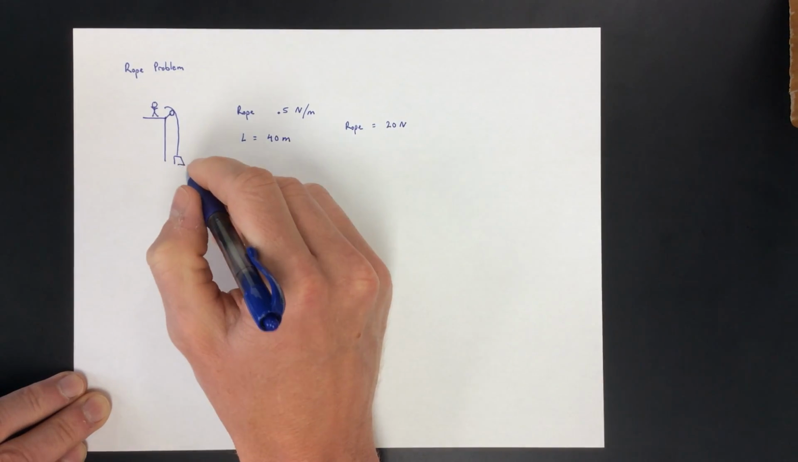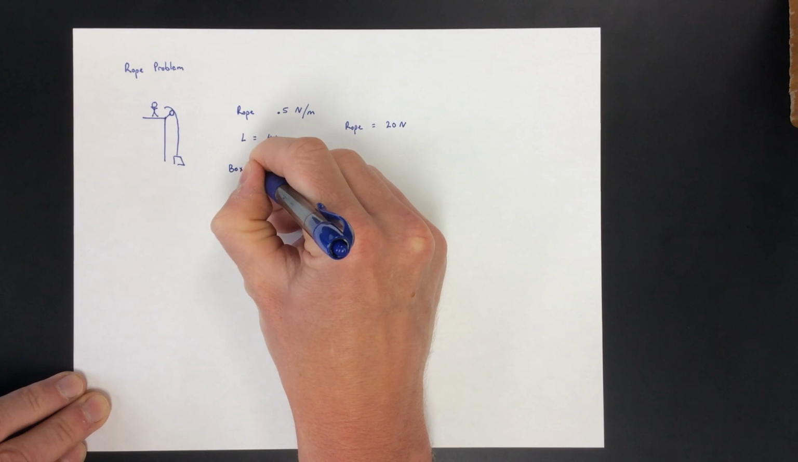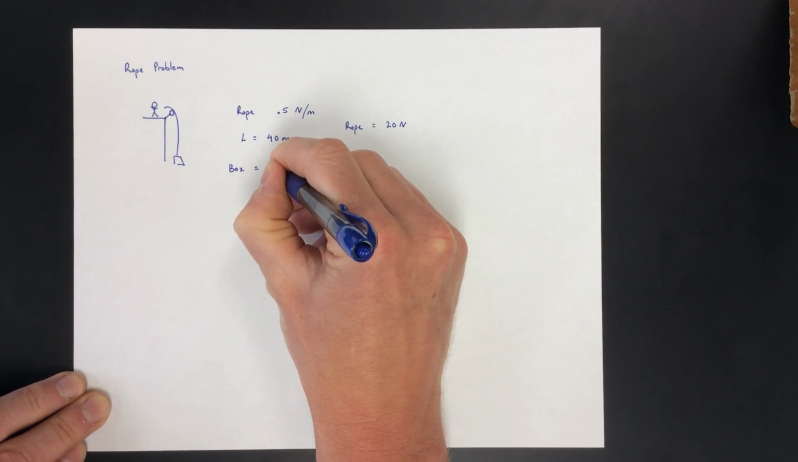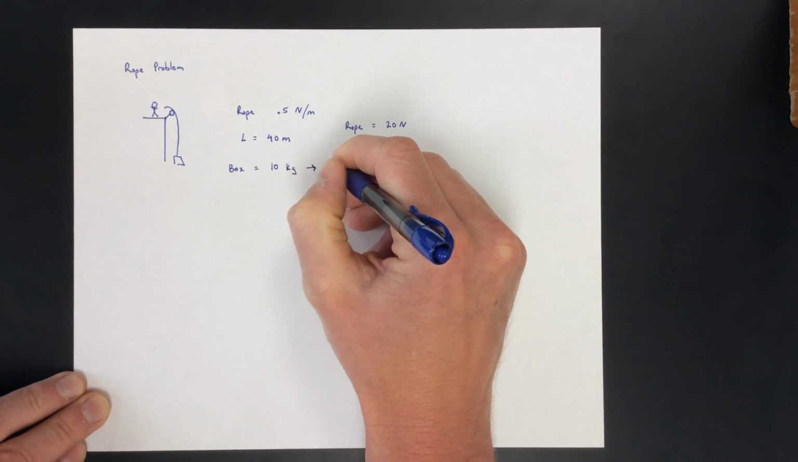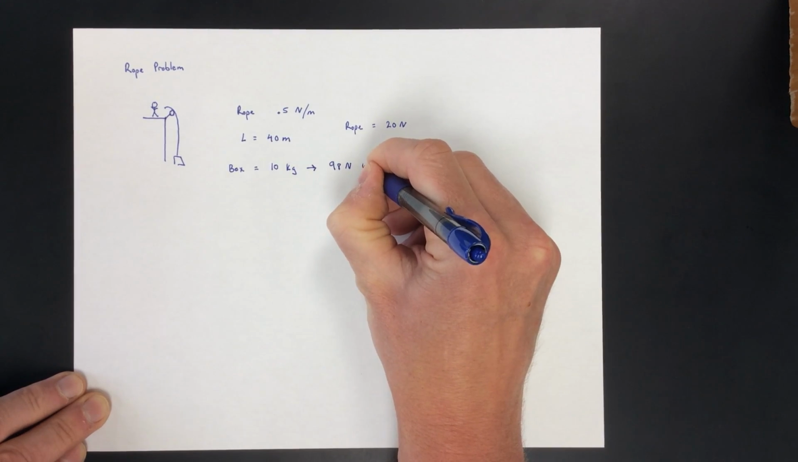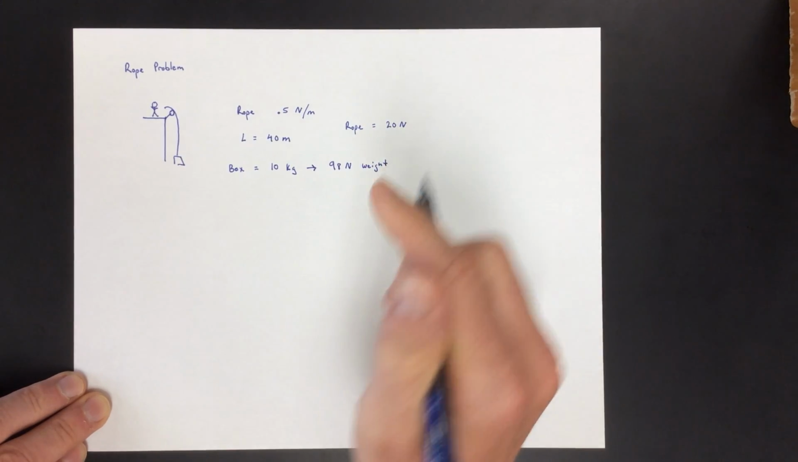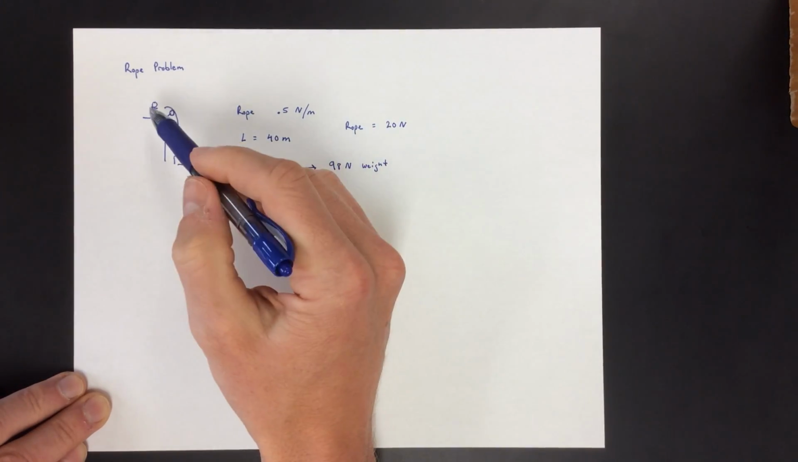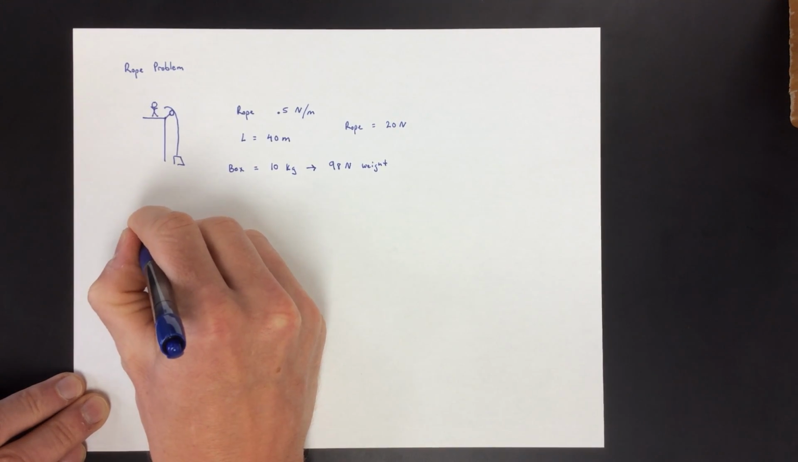Okay, the box that you're lifting, the actual box, let's make that 10 kilograms. And again, 10 kilograms is 98 newtons in terms of its weight. And weight is just the force of gravity. So you have to think about what happens here. When you pull this up, what do you have to do? Well, you have to do work to lift the box.